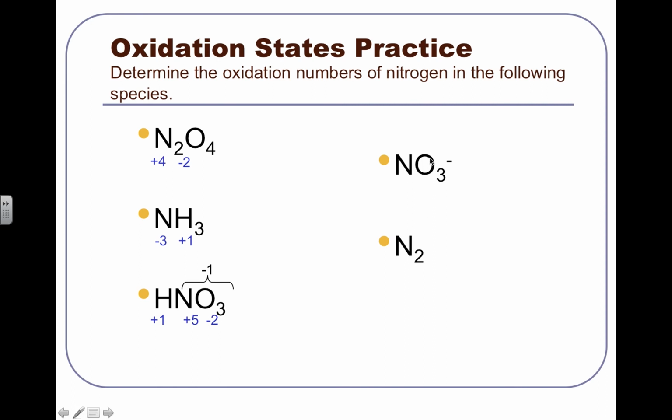Okay, so NO3 negative. Well, here we have oxygen that's a -2 and nitrogen plus our 3 oxygens is going to equal -1. So nitrogen plus a -6 equals -1. Nitrogen must be a +5. And lastly, N2, it's uncombined, so it's a 0. Okay.